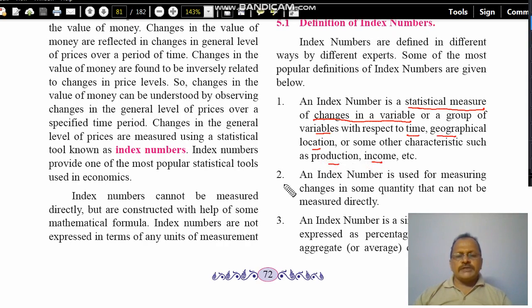The other definition is an index number is used for measuring changes in some quantity that cannot be measured directly.